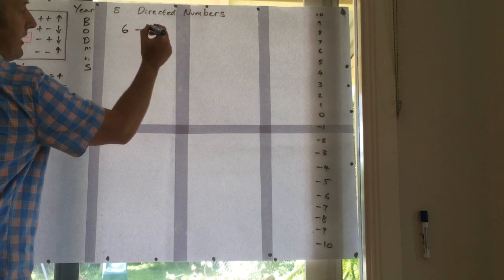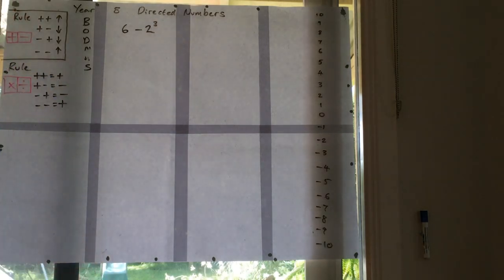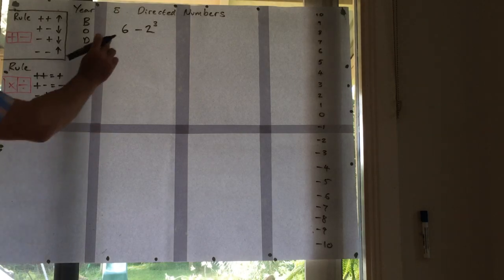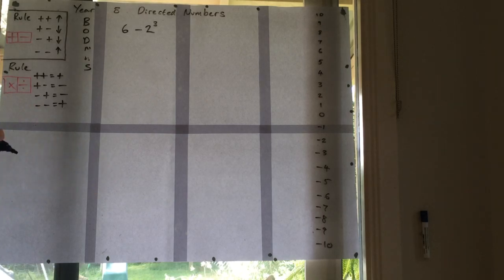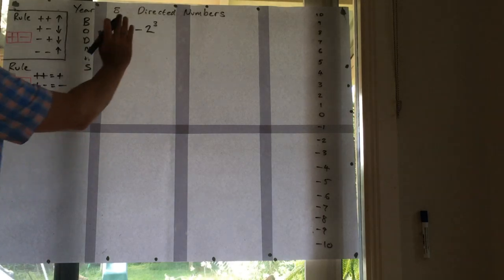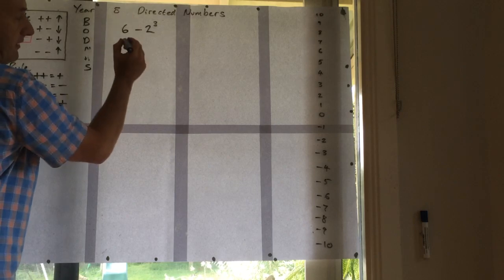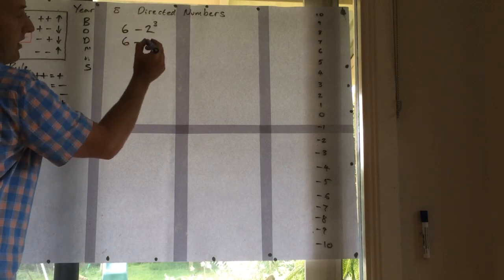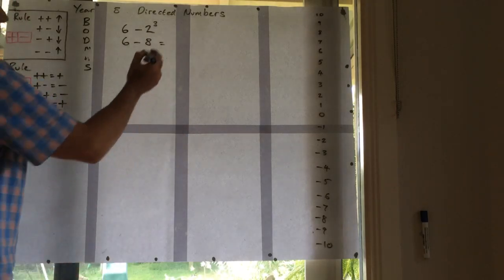6 minus 2 to the 3. Okay, so this is very hard indeed. Now I say 6 minus 2 to the 3. Well, 2 to the 3 is 8. So this is going to give us 6 minus 8. What is 6 minus 8? Negative 2.